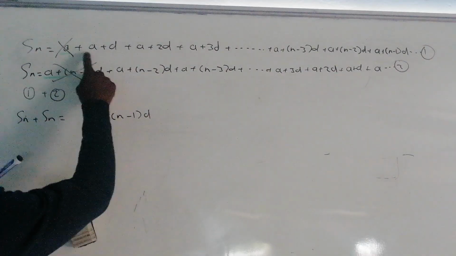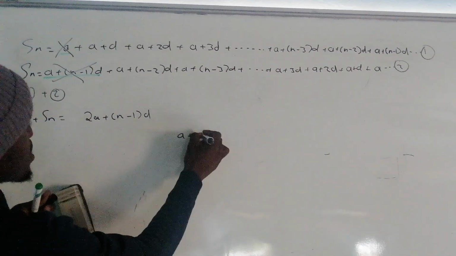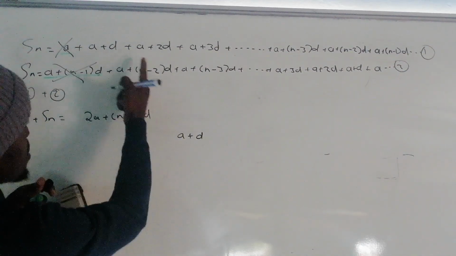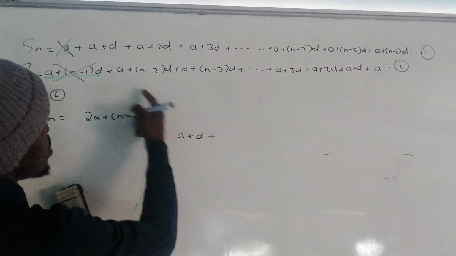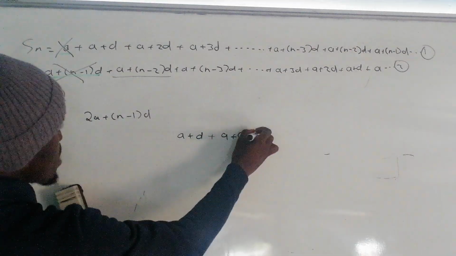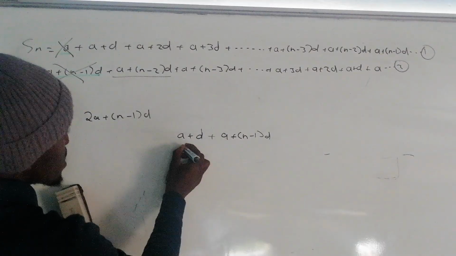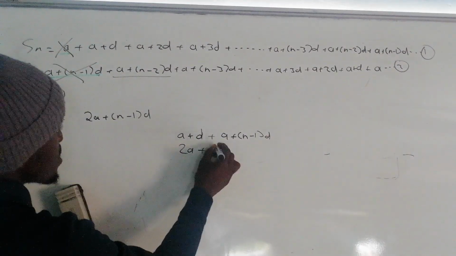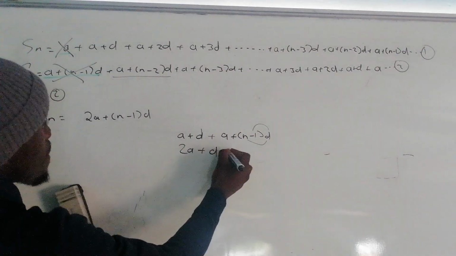And the second term plus the second term. The second term in equation 1 and the second term in equation 2. So this is the second term, A plus (n minus 1)d. Then you add. These plus these are like terms. We have 2a plus d. Now we can actually simplify this since we have the d here.